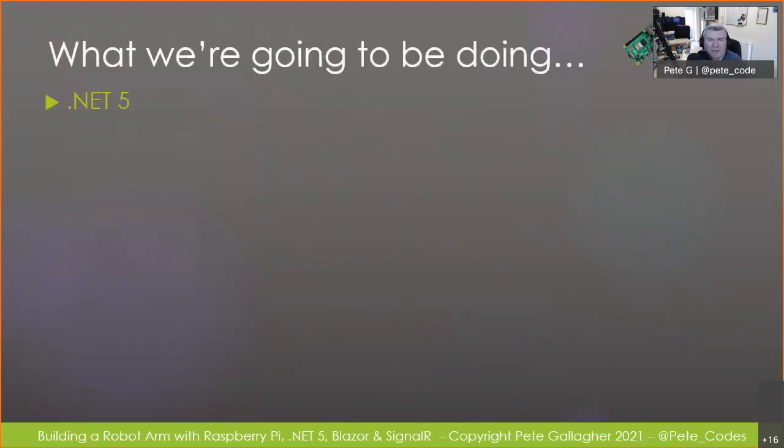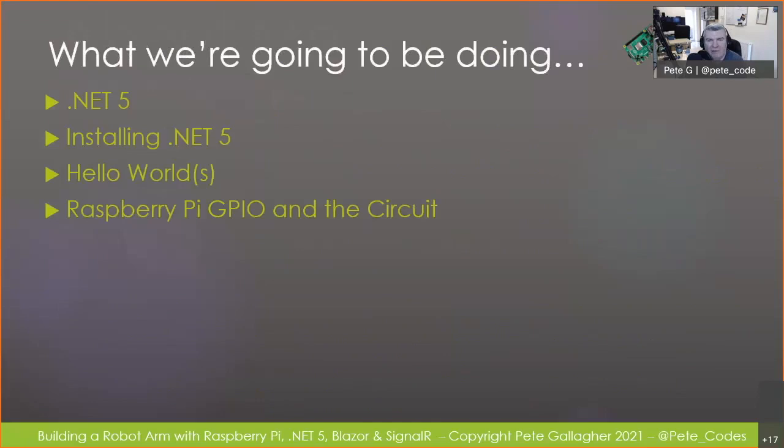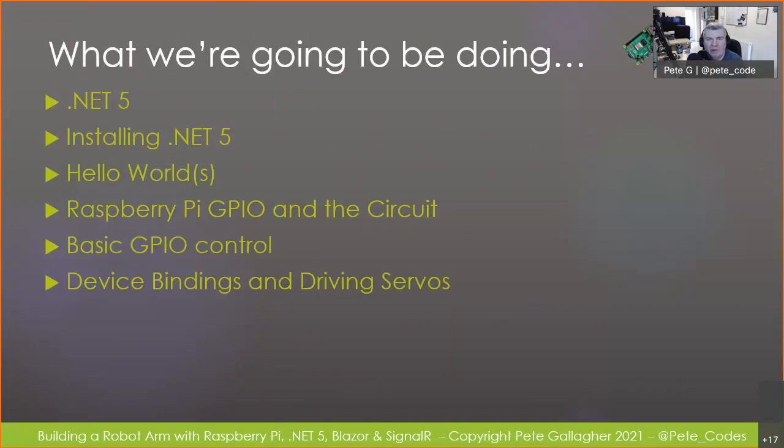So today we're going to briefly talk about .NET 5 and then what's involved in installing .NET 5 on a Raspberry Pi. And then we'll spin up a couple of Hello World projects and then have a look at what the Raspberry Pi GPIO is. And then the first bit of circuitry that we've got in front of me down here that you'll see shortly. Then we'll look at how we can drive the GPIO using .NET 5. And then we'll go on a bit further and look at device bindings and how we drive servos and things like that. And then we'll briefly look at Blazor and SignalR before a couple of final demos and some Q&A.